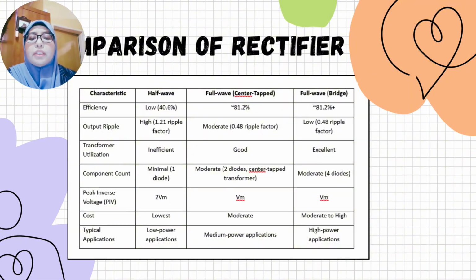For typical application, full wave bridge is used for high power application, full wave center tap for medium, and half wave for low power application. For this design, we choose full wave bridge.